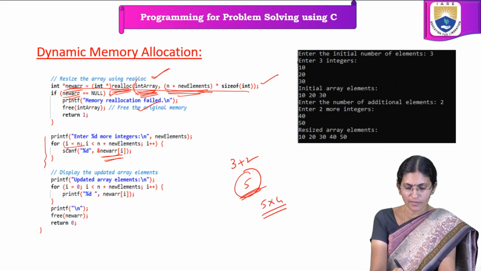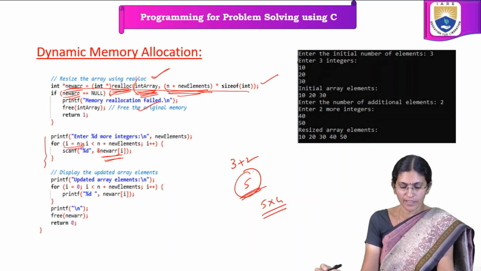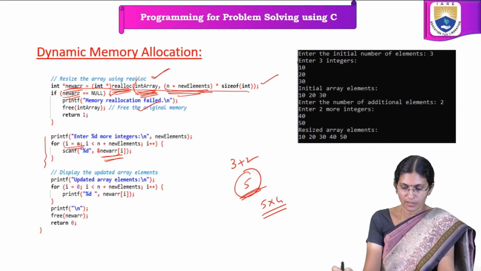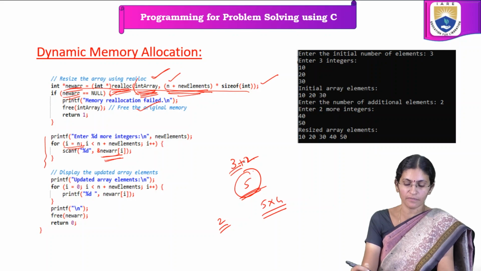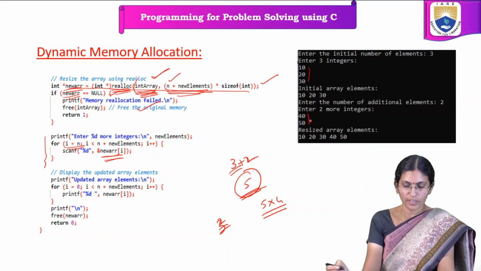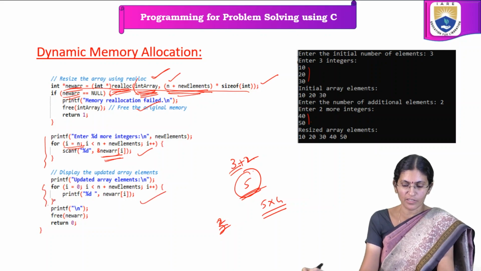Here, for loop you can see, it starts from I is equal to n. We have specified n as 2 here. Sorry, n is equal to 3 we have given, so it will start from 3. Already 10, 20, 30, these values have been entered. So the next 2 values will be entered by the user. At the end, using a for loop, you can print all the elements of the array.